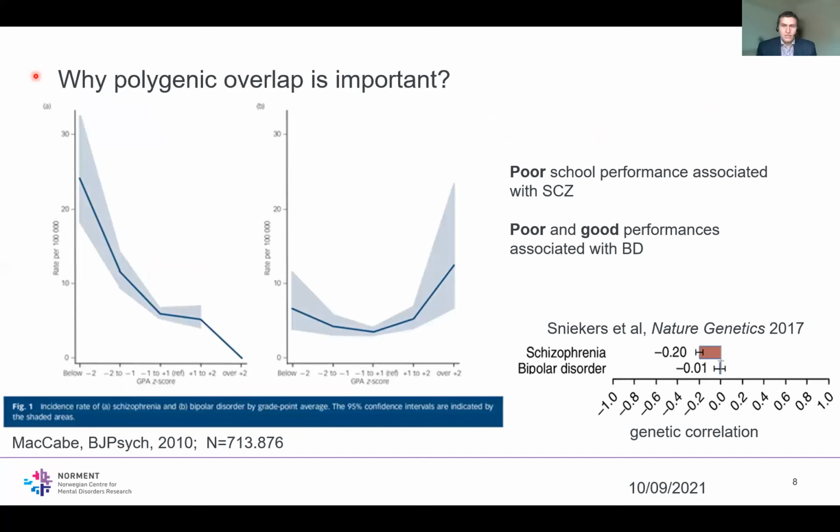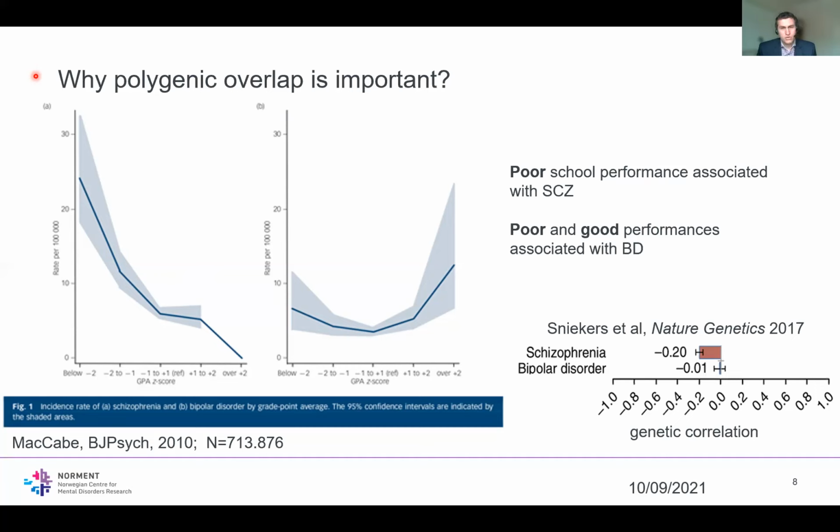So why is it important to study polygenic overlap? Because cross-trait relationship doesn't always boil down to simple correlation. Let's look at the relationship between schizophrenia, bipolar, and intelligence from a large study in Sweden. 2 plots here show an incidence rate of schizophrenia, it's a left figure, and the bipolar on the right, as a function of the GPA score which captures schooling performance.